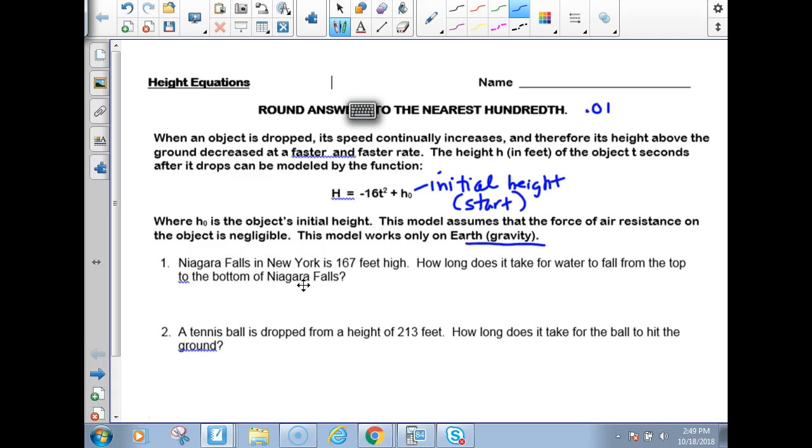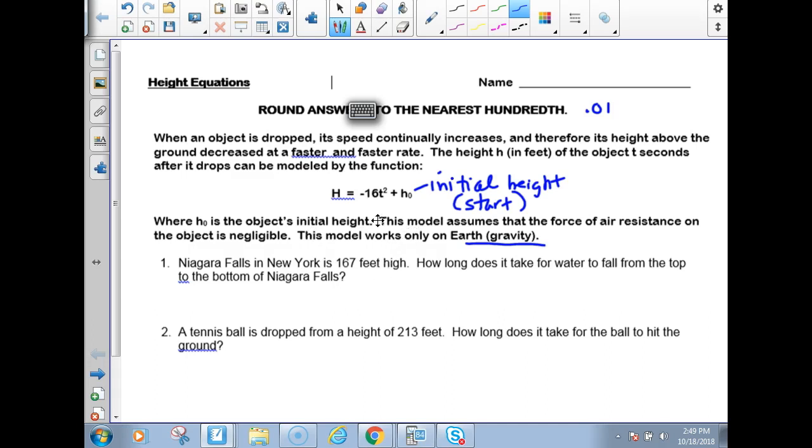All right, Niagara Falls in New York is 167 feet high. How long does it take for water to fall from the top to the bottom of Niagara Falls? And remember, everything falls, if you drop something light and heavy, they still hit at the same time, unless the wind resistance had an effect.